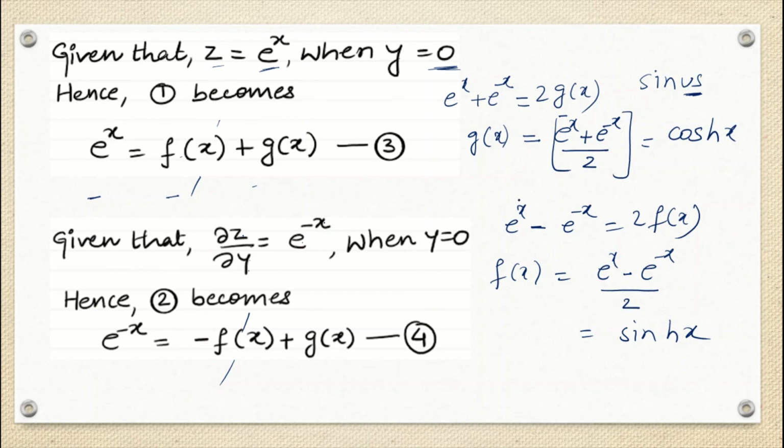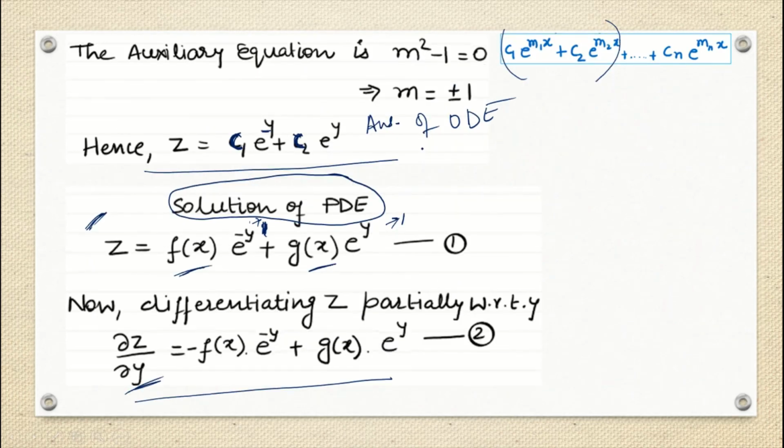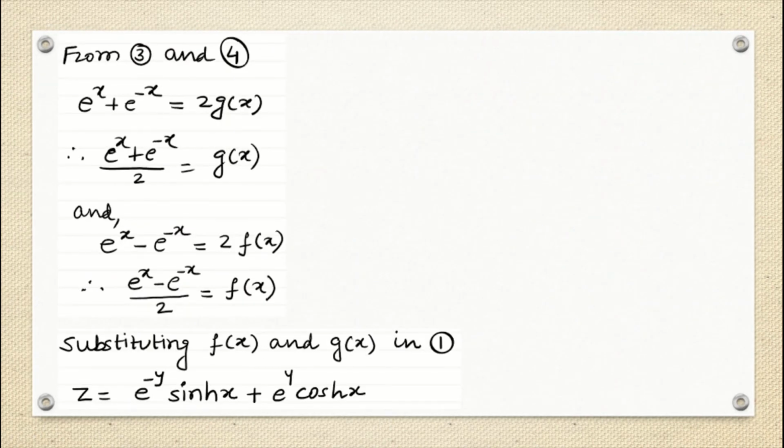If you got f(x) and g(x), that means you can write the solution of the PDE. Z is the sine or cos hyperbolic with respect to these two things. So f(x) and g(x) we have got here also, correct? So I can write the same thing here: sine hyperbolic and then cos hyperbolic with e raised to minus y and e raised to y.